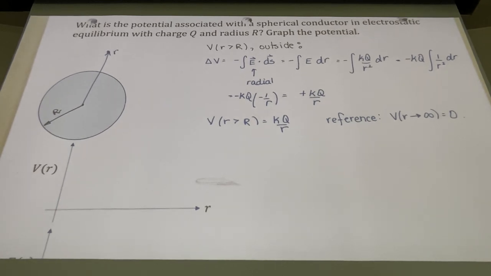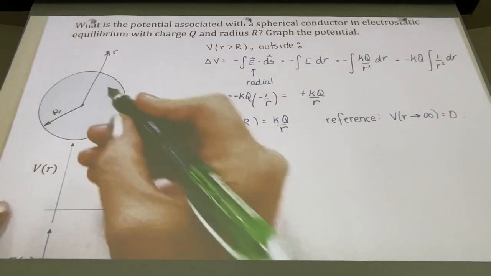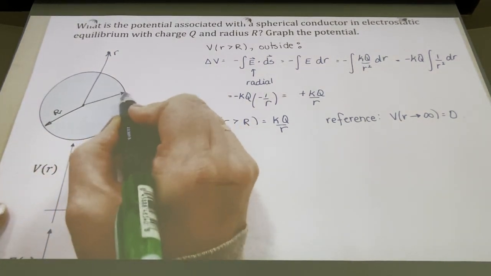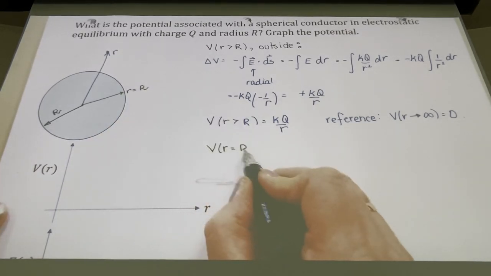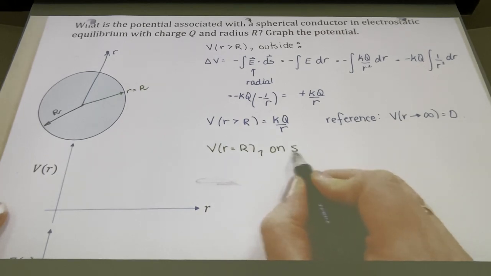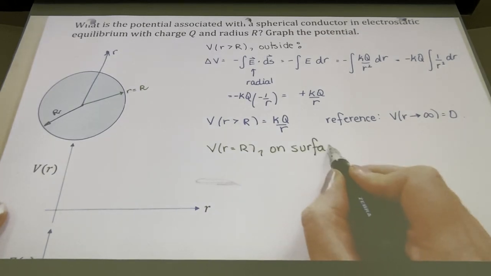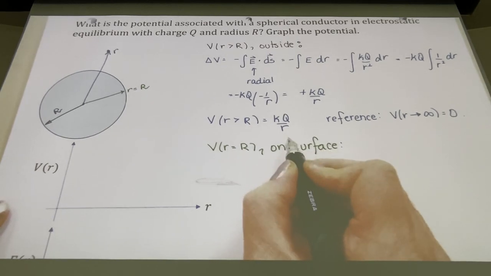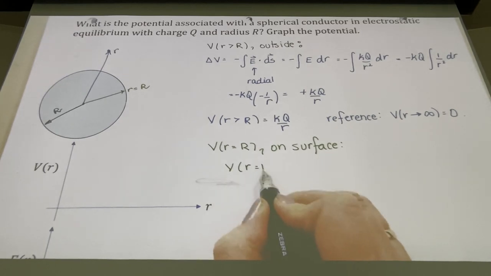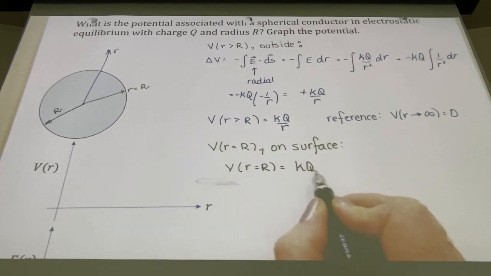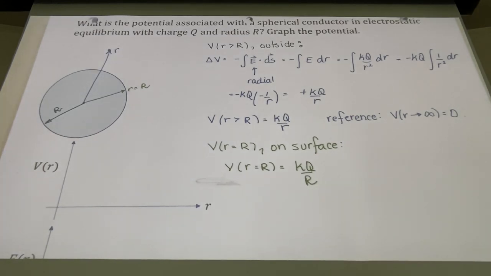So that's outside. Next, we'd like to find what is the potential on the surface. What about at r equals R? So for this one, the distance from the center is just the radius of the sphere. So there's our potential on the surface. We know the distance from the center.